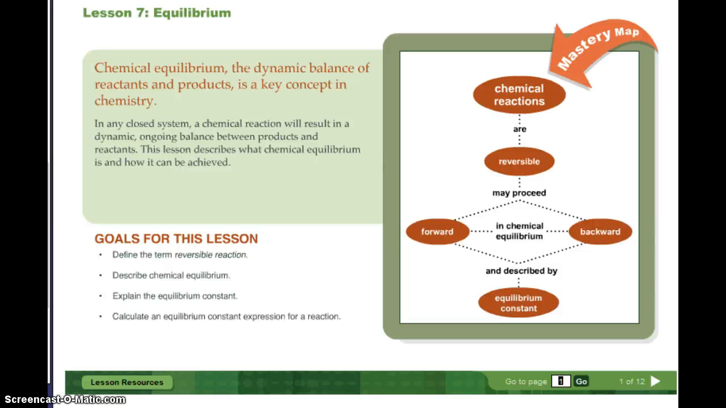Hi, this is 5.07 Equilibrium. Chemical equilibrium, the dynamic balance of reactants and products, is a key concept in chemistry.